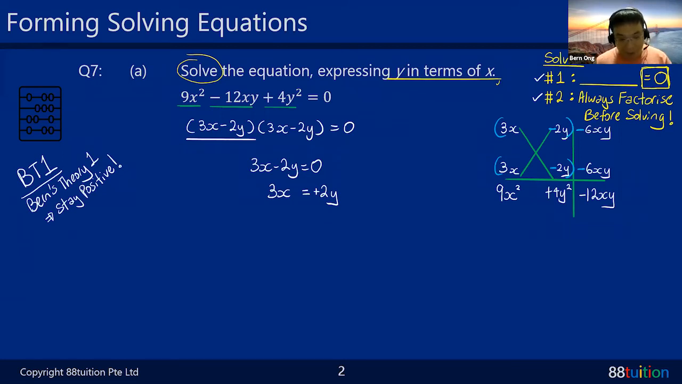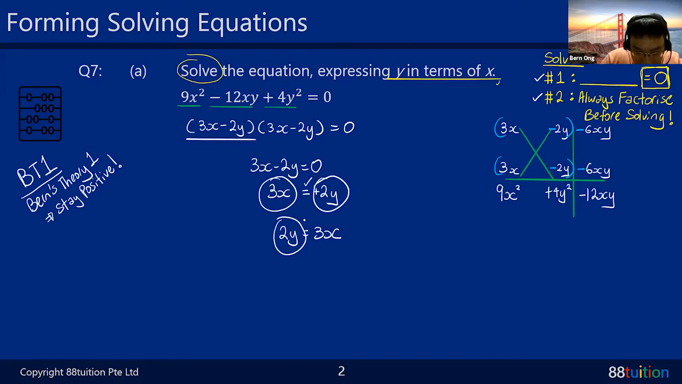Okay. So down here, 3x equal to 2y, right? Can I also say that 2y is equal to 3x? Same thing, right? For example, this is Burn. Burn is handsome. Handsome is Burn. Same. They balance. All right. Okay, I know, thick skin.